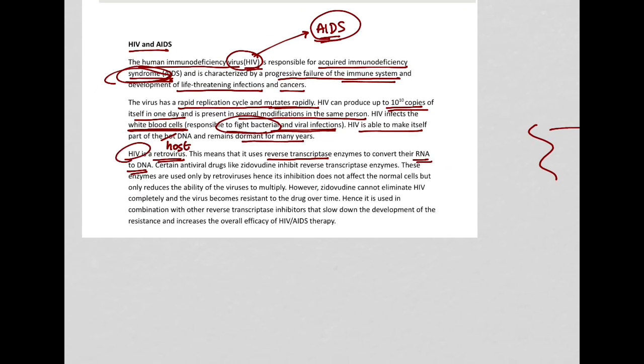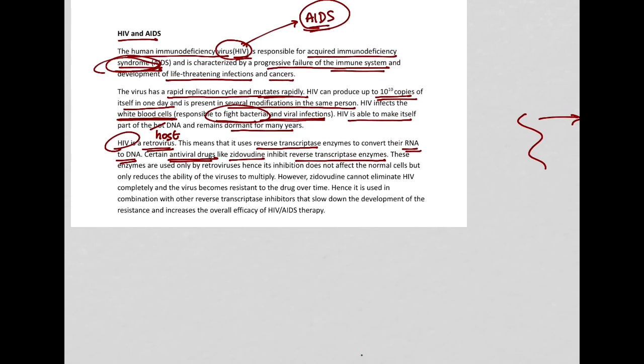So when we are treating HIV, when we use antiviral drugs such as zidovudine, it's going to inhibit the reverse transcriptase enzyme. And these enzymes are only used by retroviruses. Hence, its inhibition does not affect normal cells, but only reduces the ability of the viruses to multiply. However, the problem is that zidovudine cannot eliminate HIV. It will only slow it down. It will slow down the multiplication of the virus.